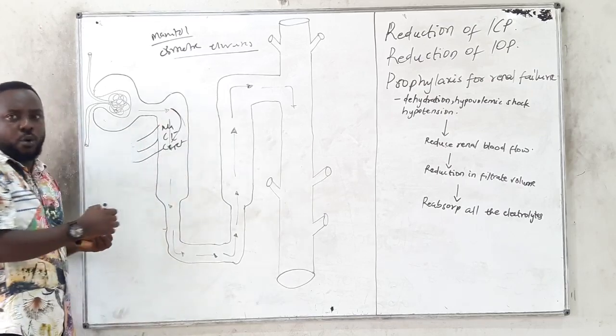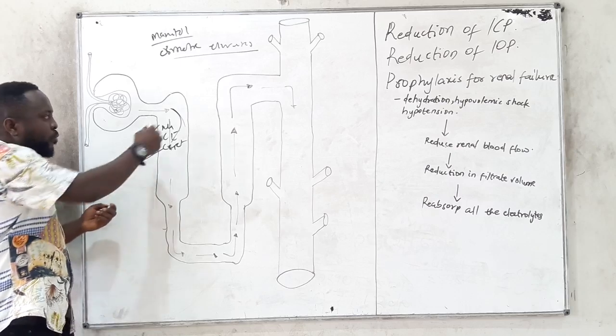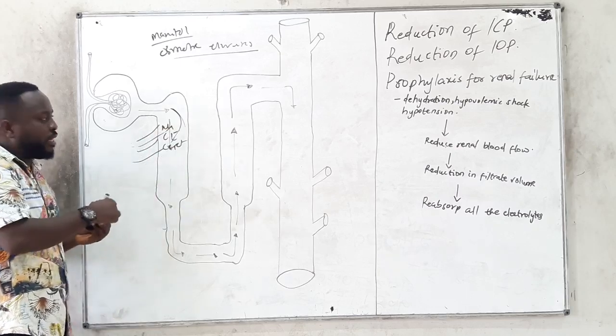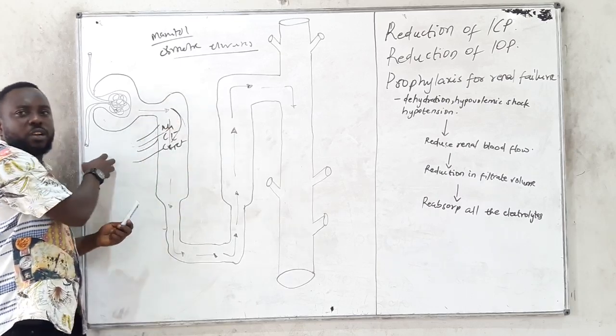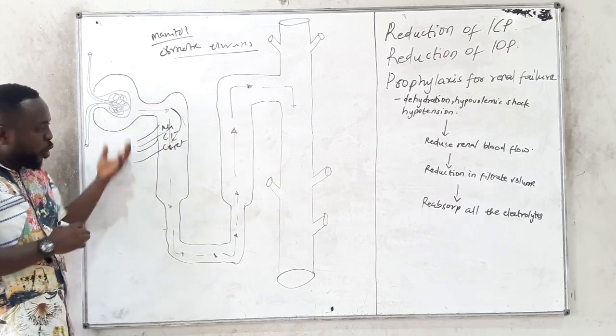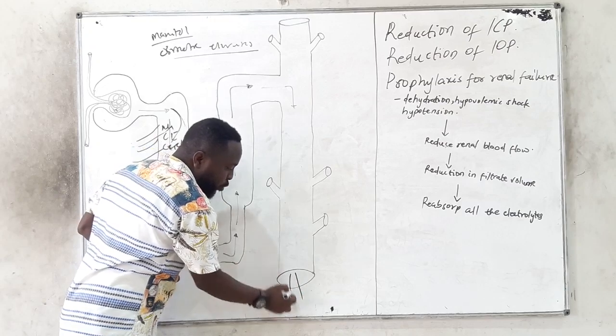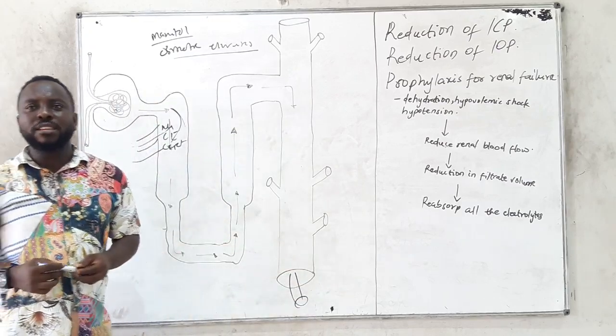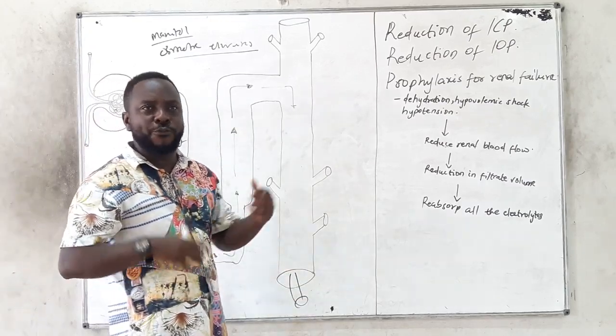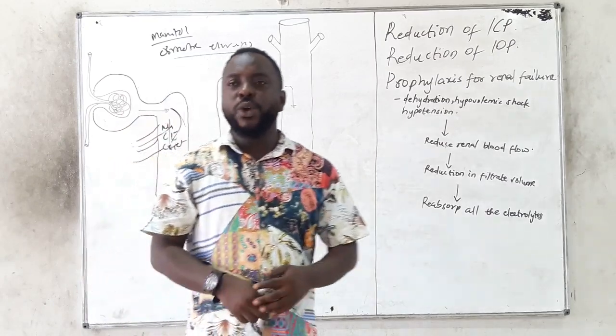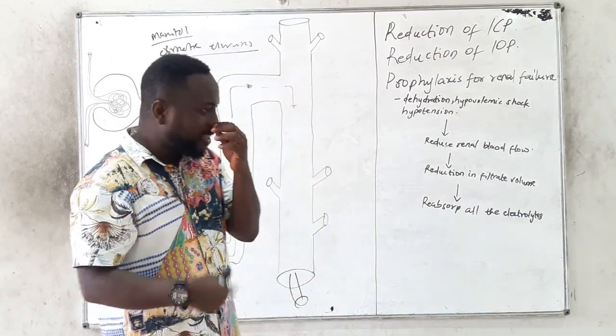Water will follow. And if water follows, because they are absorbing almost all the electrolytes, then you are going to reabsorb almost all the water. And if you have reabsorbed almost all the water, at a point in time the person will not be able to produce urine. So as a means of trying to reverse that effect, we can give the osmotic diuretic.